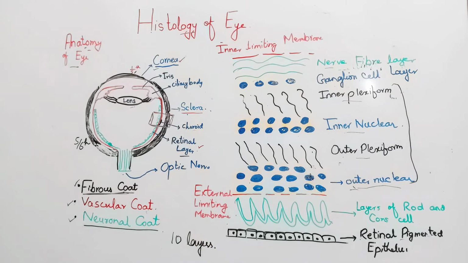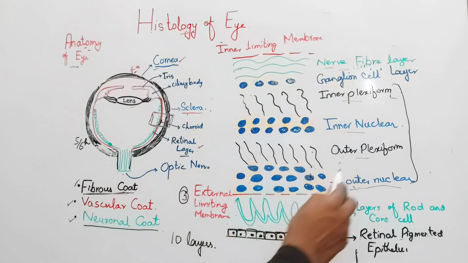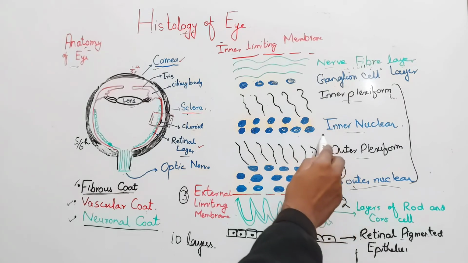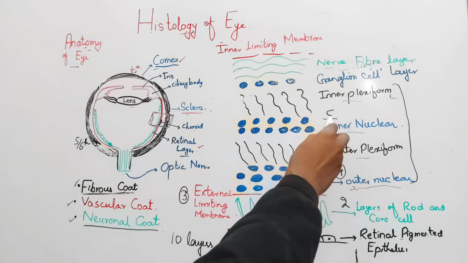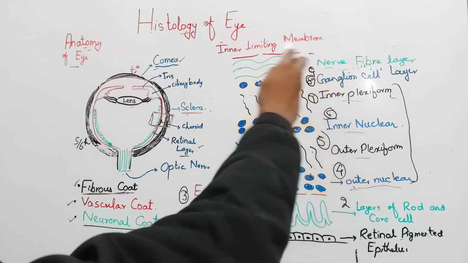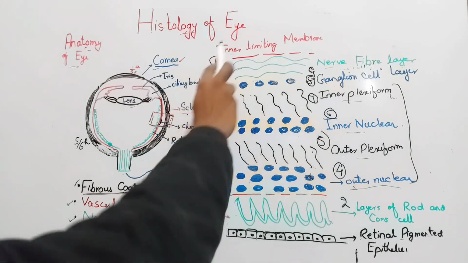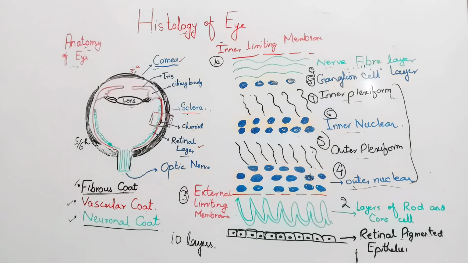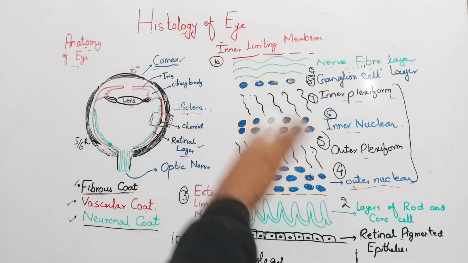Here we will revise. Number one is the retinal pigmented epithelium. Number two is the layer of rods and cones. Number three is the external limiting membrane. Number four is the outer nuclear layer. Number five is the outer plexiform, then inner nuclear, inner plexiform, then the ganglion cell layer, nerve fiber layer, and the inner limiting membrane. You may remember all these names; they are the most important SEQ for UHS and NUMS, and may also be asked in physiology. Remember these 10 layers of the retina.